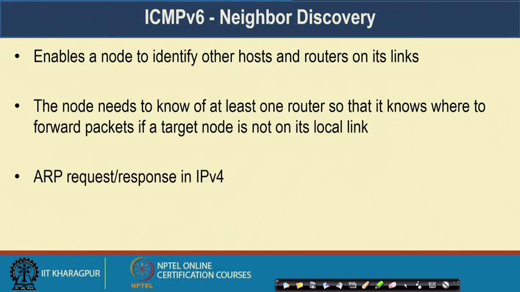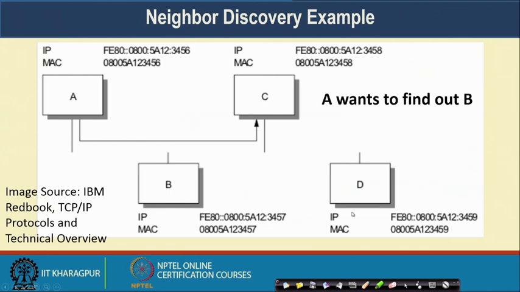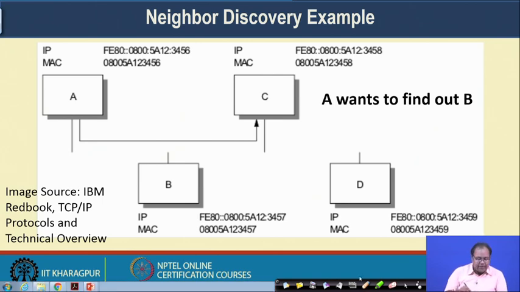Similar to the ARP protocol in IPv4, whenever you want to send a packet to another host, you know its IPv6 address, but alongside you also need to know its MAC address. Having a mapping from the IPv6 address to the MAC address is done by the neighbor discovery protocol. Here is an example: say you have 4 devices A, B, C and D, which have their IPv6 addresses and MAC addresses.